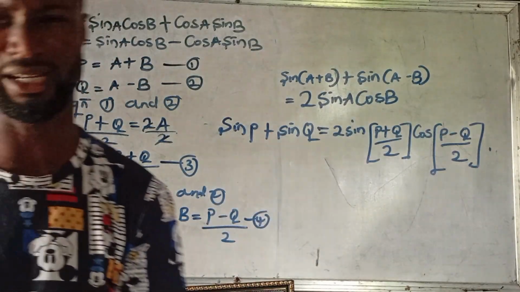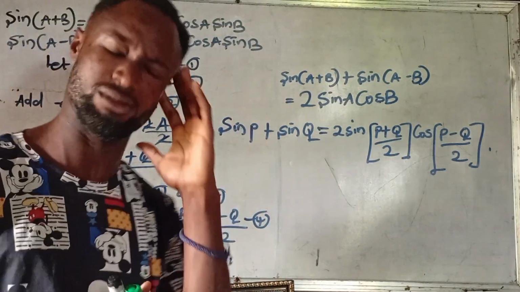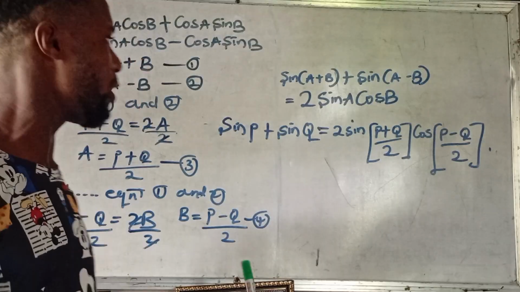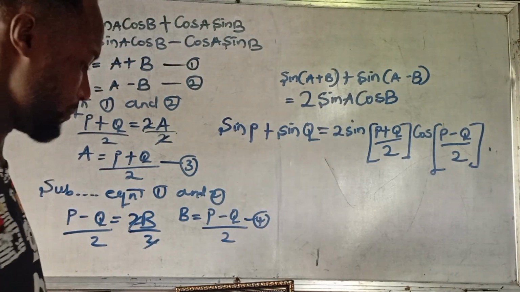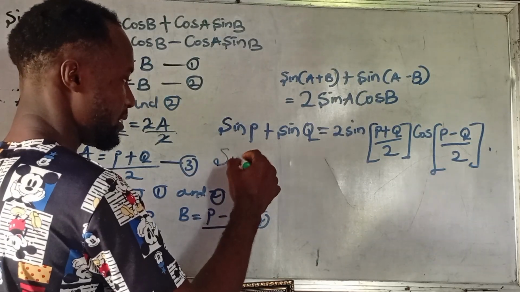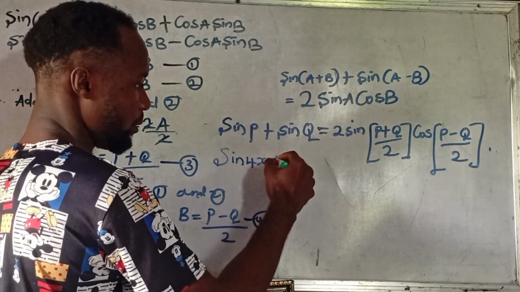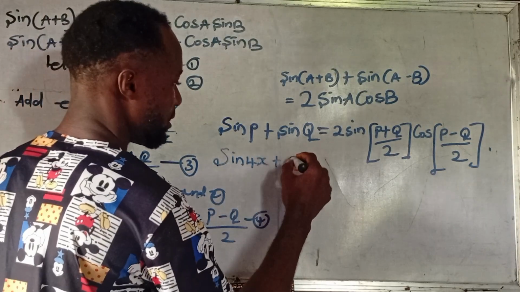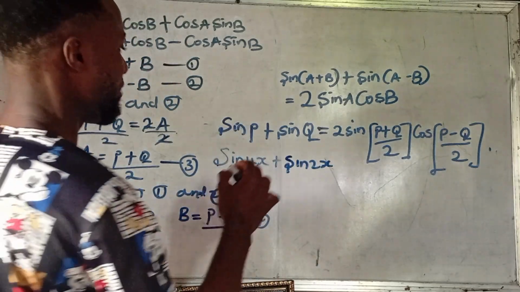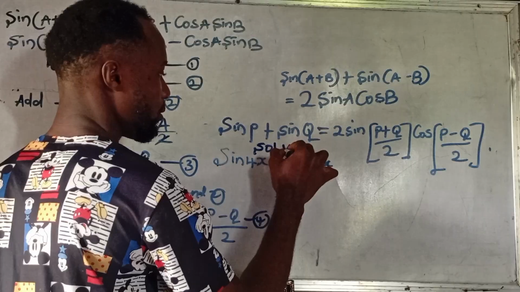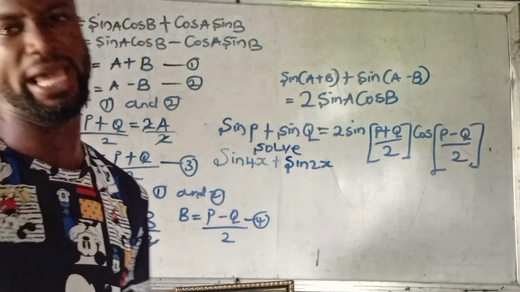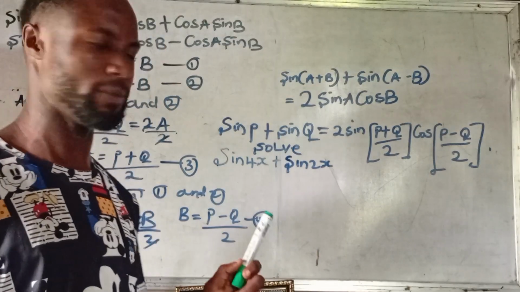So why are you solving all these things? This should be the question that you should have at the back of your mind. The reason I'm solving this is that there will be a question like: solve for sine 4x plus sine 2x. How are we going to solve this question?